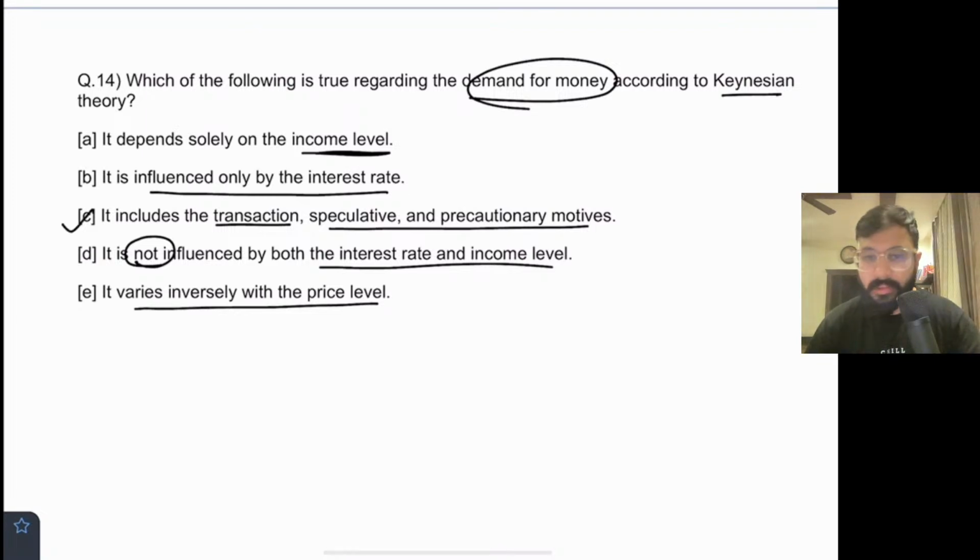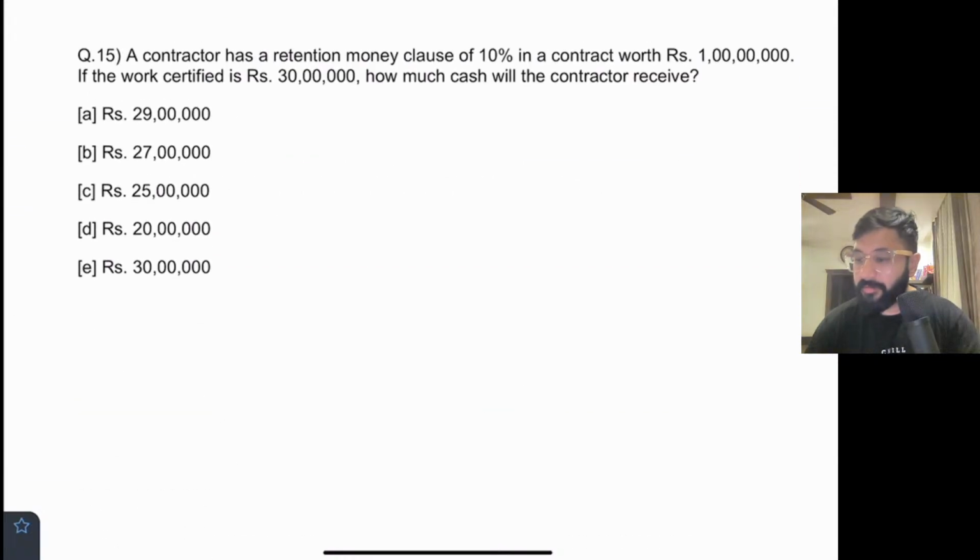Yes, the answer is C, option number C. It includes transaction motive, speculative motive, and precautionary motive, right? Wonderful, you've got it right. Question number 14. Question number 15 पे आते हैं.